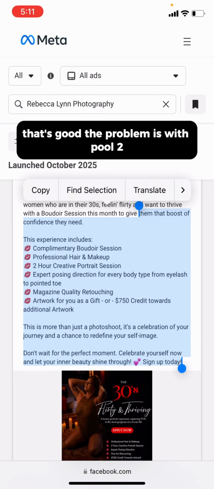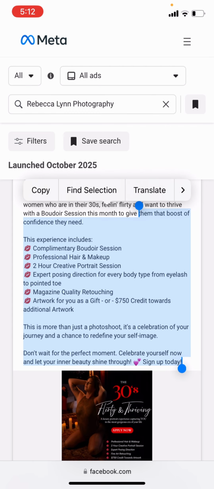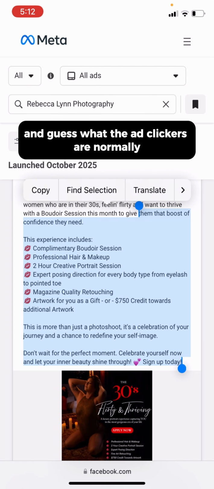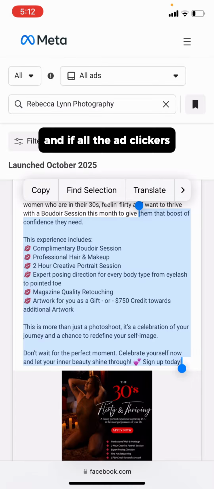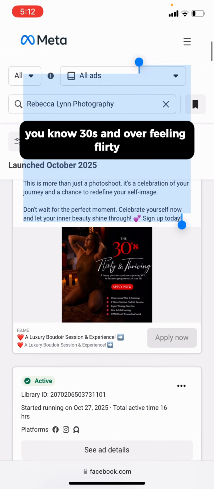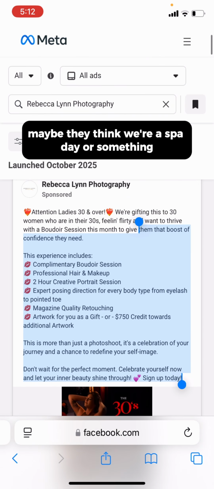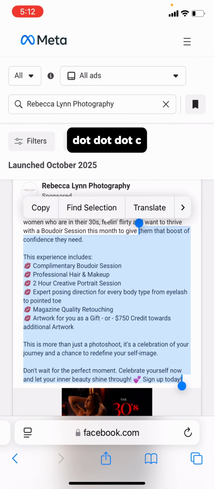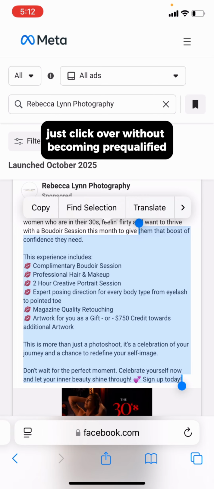That's good. The problem is with pool 2. With pool 2, it's all the ad clickers. And guess what? The ad clickers are normally 10 to 50 times larger than the ad converters. And if nobody clicks see more, 30s and over feeling flirty, they just clicked apply now. Ad clicker, they got no idea. Maybe they think we're a spa day or something. They got no clue because they didn't click see more, or we gave them an avenue to not click see more and just click over without becoming pre-qualified.